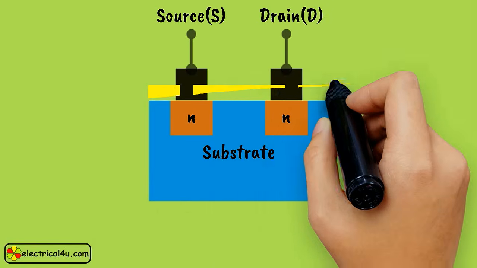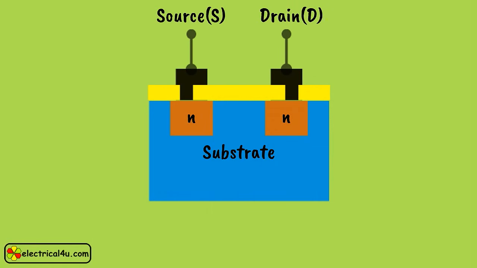Now, the entire surface of the substrate is coated with a layer of silicon dioxide. Silicon dioxide will behave here as insulation. On this layer of silicon dioxide, a thin metallic plate is placed. This metallic plate will act as gate contact to the substrate. The gate terminal is brought out from this metallic plate. Hence, it is seen from the figure that gate contact is insulated from the substrate, but drain and source contacts are directly connected to respective N-type regions. This was the constructional feature of a MOSFET.